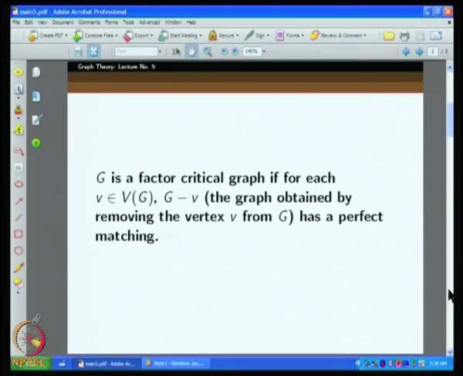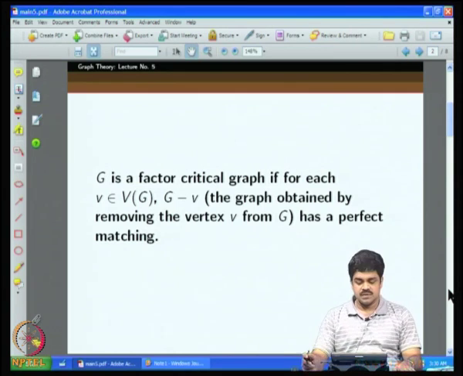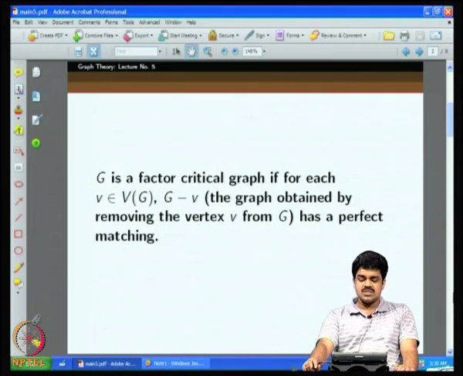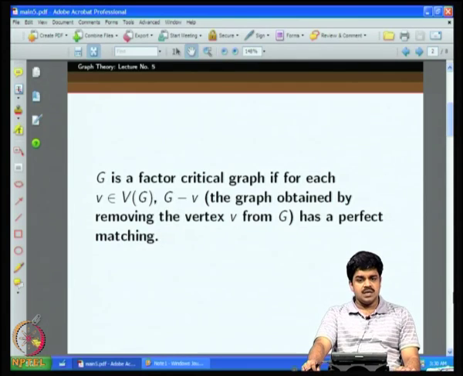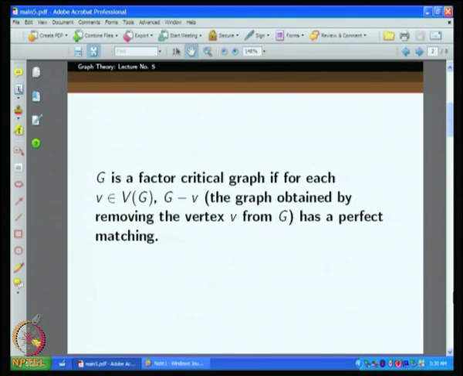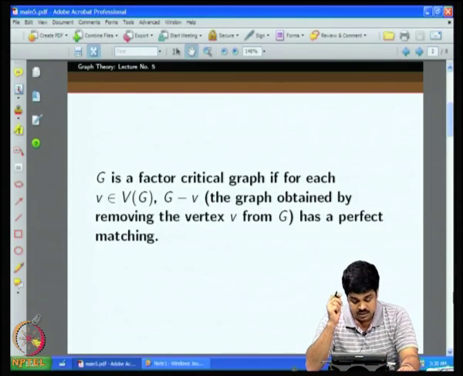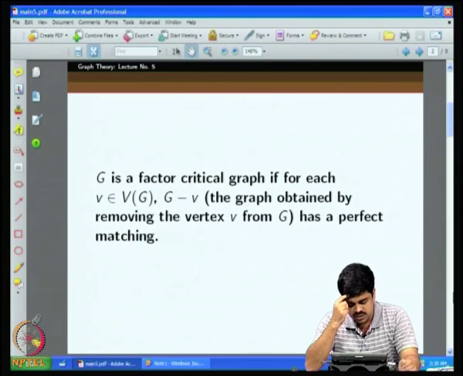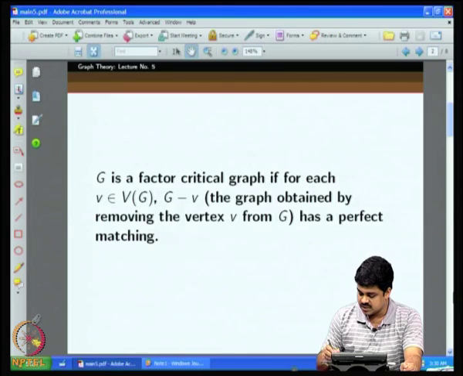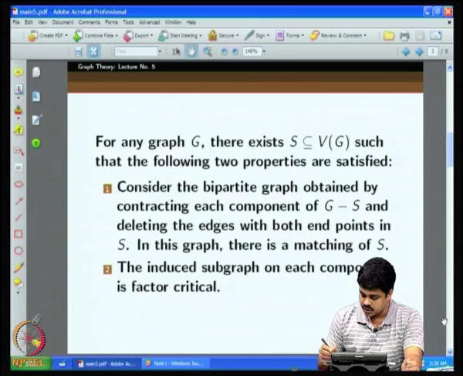So we need some definitions. First consider a graph G. Suppose if you remove a vertex from G, and it so happens that there is a perfect matching in it, and now you can take another vertex from G and remove it. Even then, if you get a perfect matching, and for any vertex you remove from G you end up getting a perfect matching, then such a graph G is called a factor critical graph. That means for any vertex V, G minus V should have a perfect matching. Such a graph is called a factor critical graph.